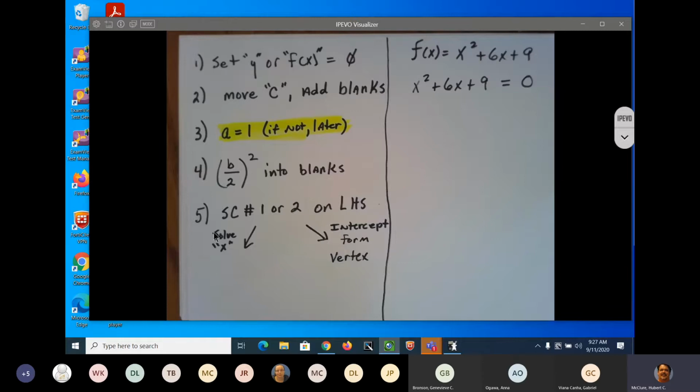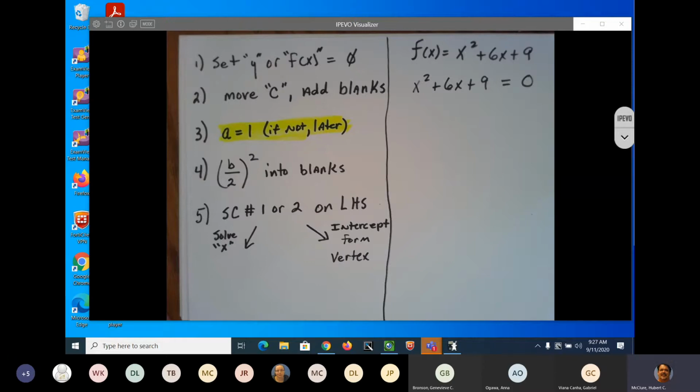So what does number 2 say? Move C. Well, let me ask y'all a question. Where is the only place I can move that 9? Where is the only place I can move that 9? That means I want y'all to interact with me. The other side of the equation.